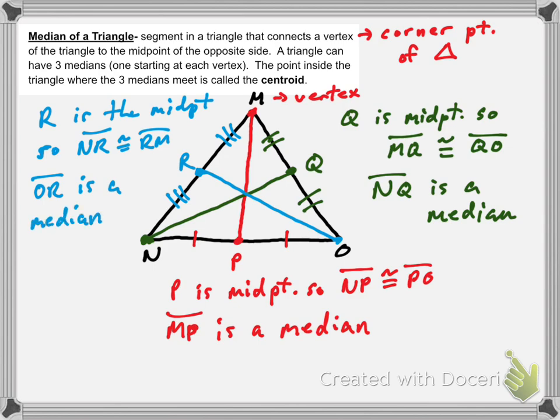Now, what is this centroid they're talking about? Well, here's the point where all the medians intersect. We'll call that X. So point X is the centroid. Every triangle has 3 midsegments. Every triangle has 3 medians.